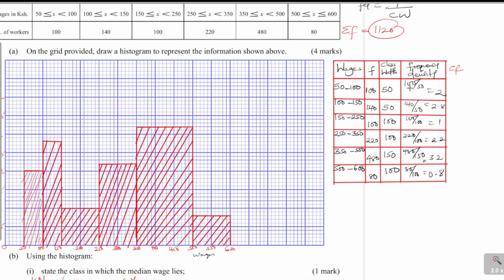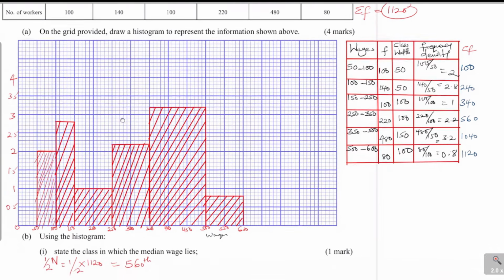So the first frequency is 100, then 100 plus 140, this will be 240. 240 plus 100, this will be 340. 340 plus 220, that will give 560. And then 560 plus 480, that gives 1040. Then 1040 plus 80, this will give 1120. So the cumulative frequency will help us to know the class where the median is.